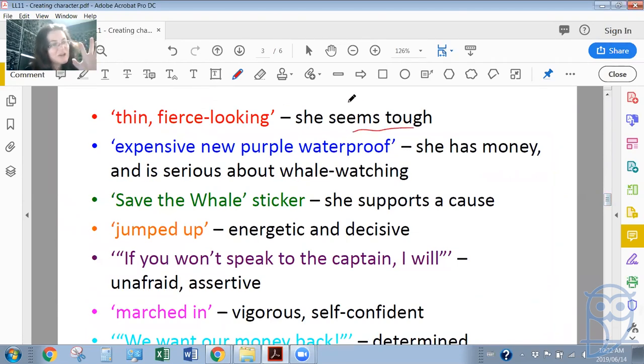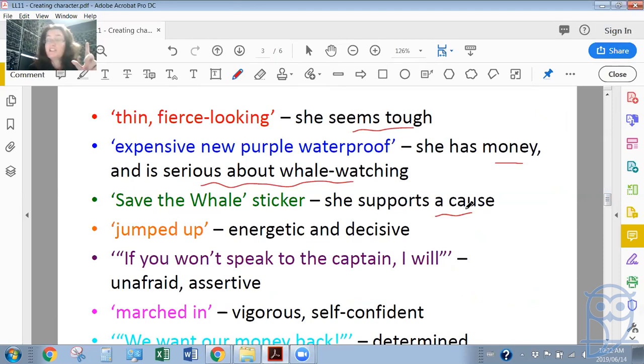And remember, when you look at an extract, this is what you're doing. You're trying to get to the essence of what is being said, the meaning. You've got to try and get to it. If she's thin and fierce looking, it seems that she's tough. Expensive new purple waterproof. She has money. She's serious about whale watching. It's something she really cares about. Save the whale stickers. She supports a cause. She cares about animals.